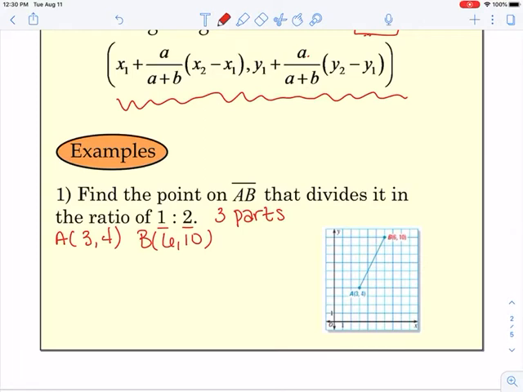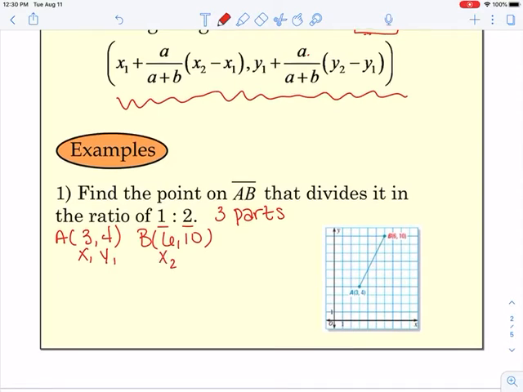Our coordinates of A are going to be 3, 4, and our coordinates of B are 6 and 10. I know you can see that over on the right-hand side, but I just wrote it over here so that I can label x1, y1, and x2, y2. So A has to be the x1, y1, and B has to be the x2, y2. I'm not going to rewrite that formula that's up there. When you're doing this on your own, the more times that you rewrite that formula, the more likely you are to remember it.